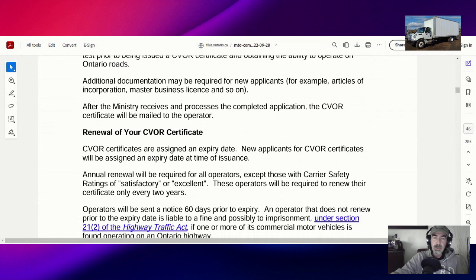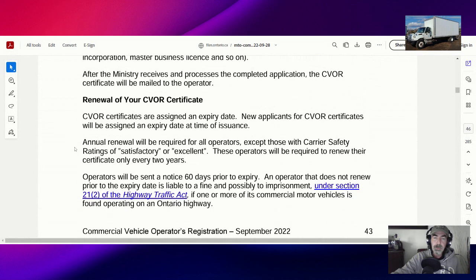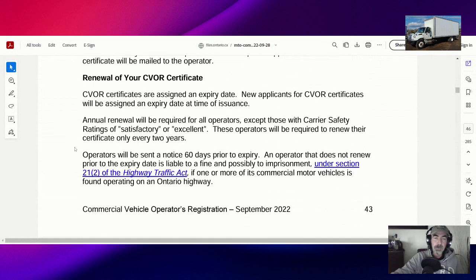Additional documentation may be required for new applicants. For example, articles of incorporation, master business license, and so on. After the ministry receives and processes the completed application, the CVOR certificate will be mailed to the operator.